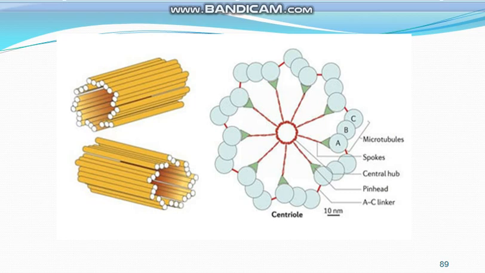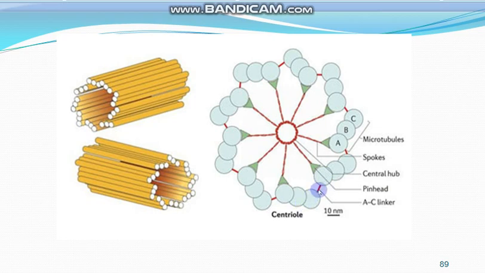So this is the arrangement of the protofilaments in each triplet, and the adjacent triplets are connected to each other by proteinaceous linkers. They connect C of one triplet to A of the other triplet. So this is the linker. This red one is the linker between one triplet and the other triplet.